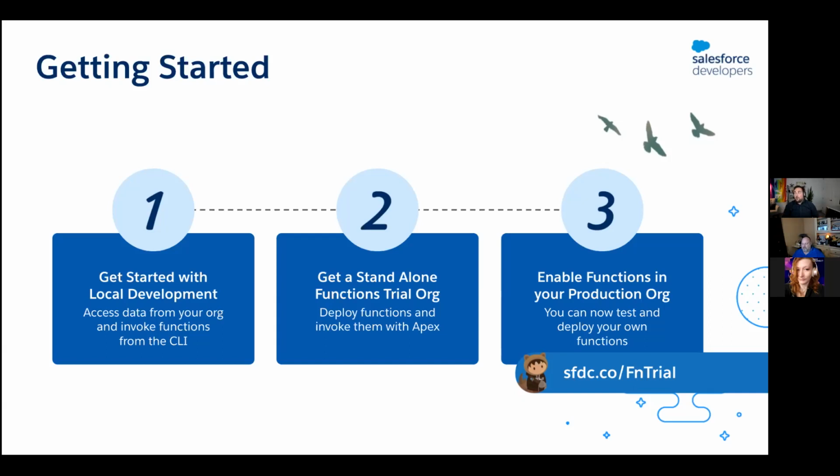Okay. However, there are some functions trials orgs. They are limited. So I ask that you only request one if you're going to use it within the next 30 days. And you can get that at sfdc.co/FN trial and get access to functions. Okay, but only do it if you have time to play around with functions or if you have a use case. Or you can contact your account manager and have functions enabled in your production org if you're a customer. But so everyone can get their hands on functions now.